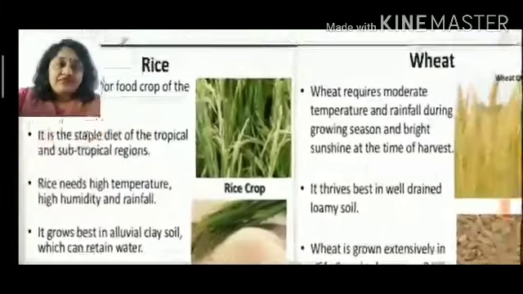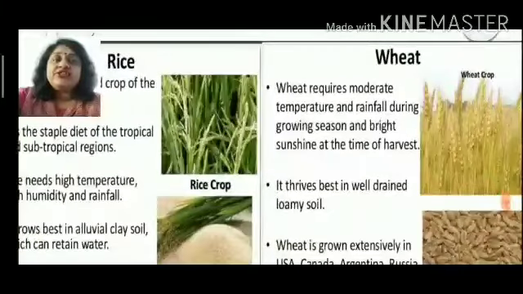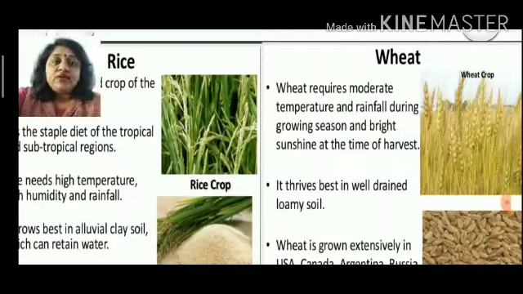Next crop is wheat. Wheat requires moderate temperature and rainfall during growing season and bright sunshine at the time of harvest.